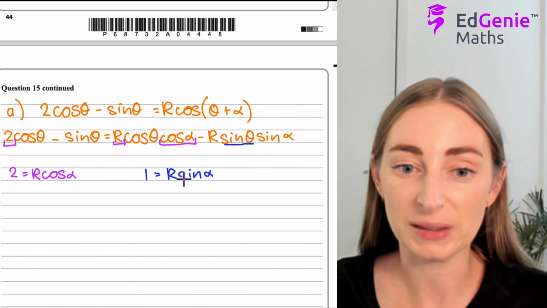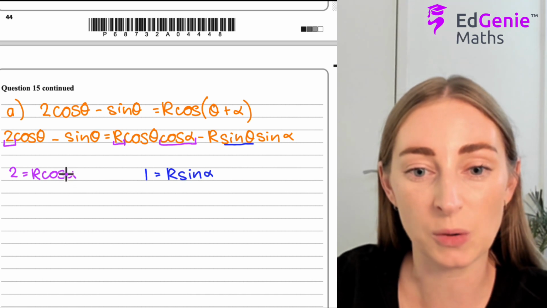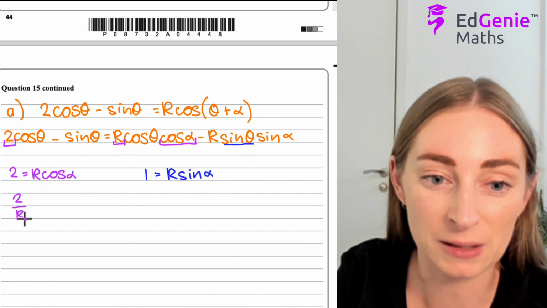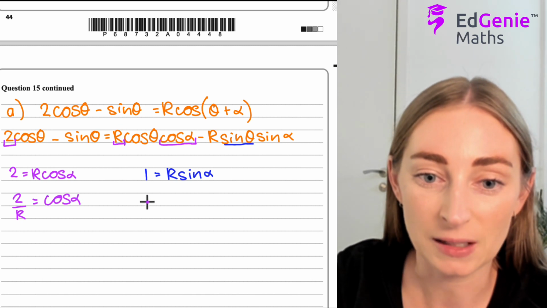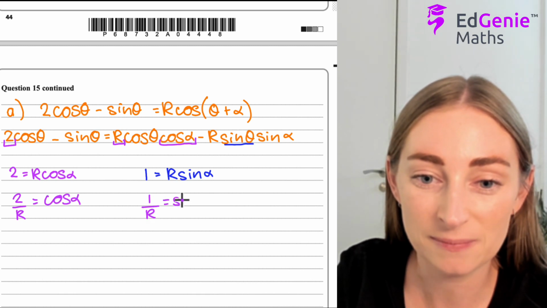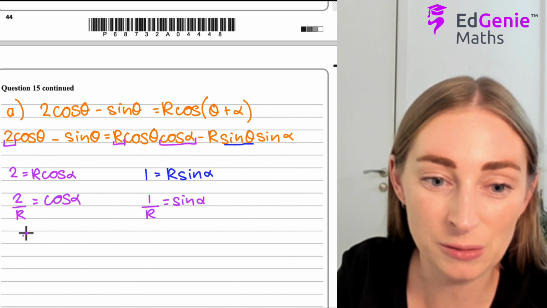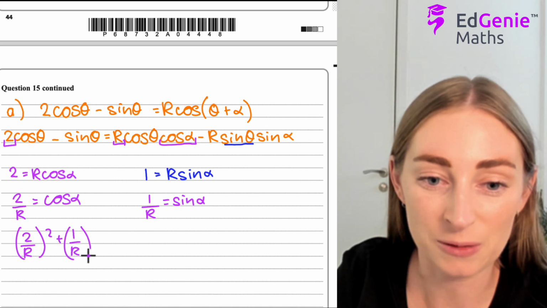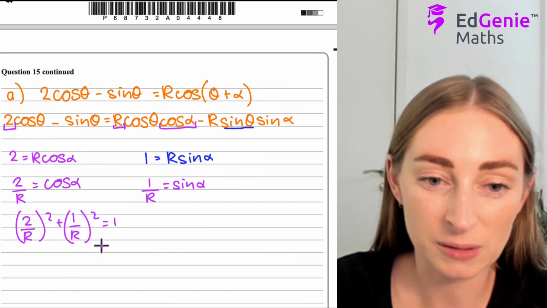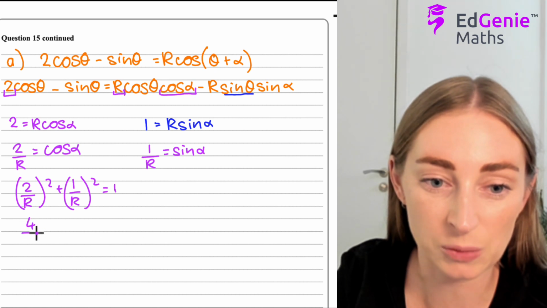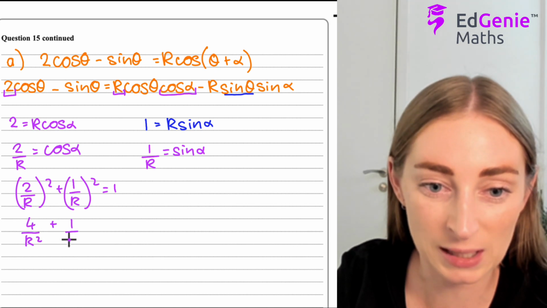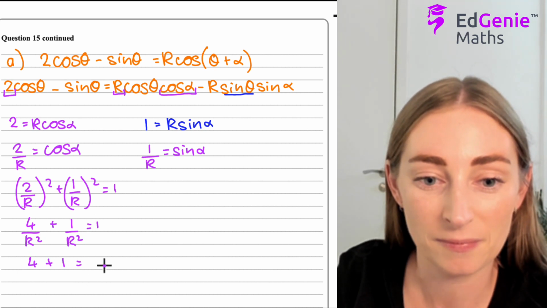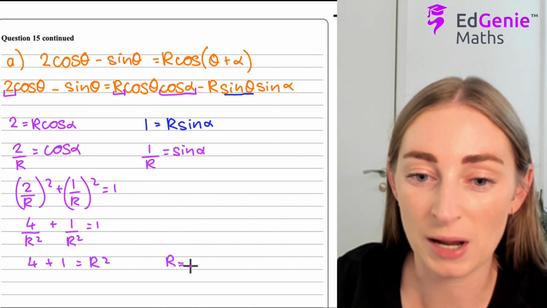So there's different ways of doing this. I do it based on sine squared plus cos squared equals 1, because I know 2 over R equals cos, and 1 over R equals sine. So I therefore know that 2 over R all squared plus 1 over R all squared equals 1. So then multiply this out, I have 4 over R squared plus 1 over R squared equals 1. Multiply everything by R squared. So we can see that R is going to be the square root of 5.